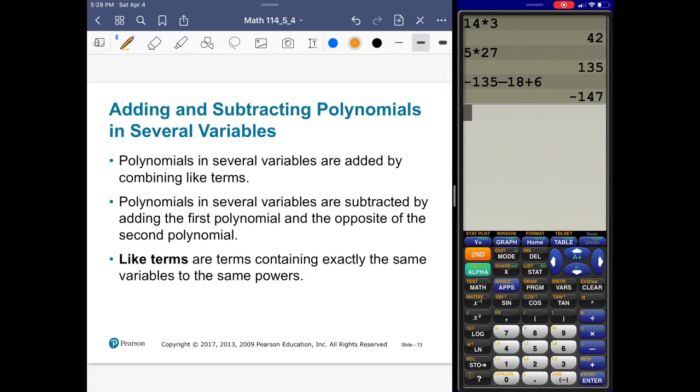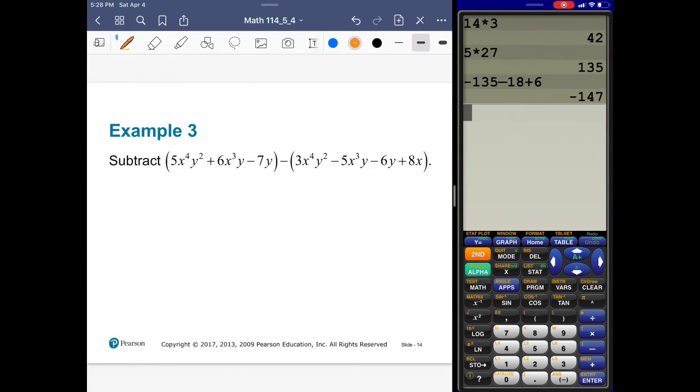Adding and subtracting polynomials in several variables. Polynomials in several variables are added by combining like terms. Polynomials in several variables are subtracted by adding the first polynomial and the opposite of the second polynomial. Like terms are terms containing exactly the same variable to the same power. So it's something we've already done. So we have 5x to the fourth y squared plus 6x cubed y minus 7y. I need to distribute this negative.